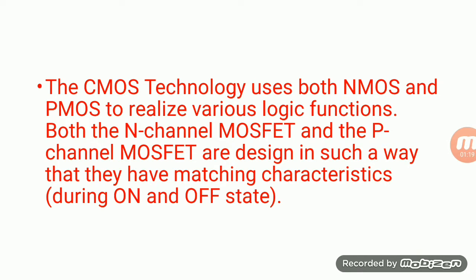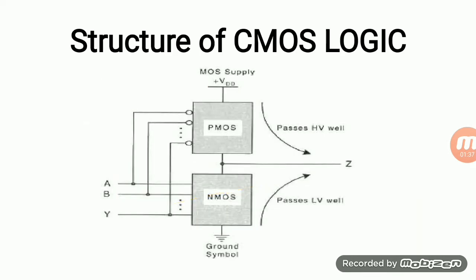Here we use both p-type and n-type transistors in order to design any logic circuits. CMOS technology plays the major role nowadays in order to implement all digital circuits. It is a combination of both PMOS and NMOS circuits. So now we can see the structure of CMOS logic.